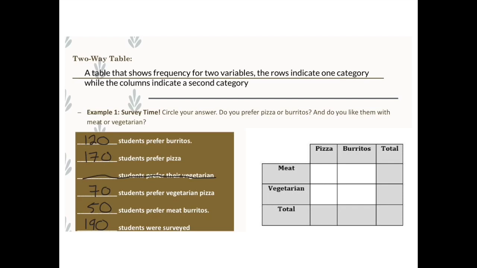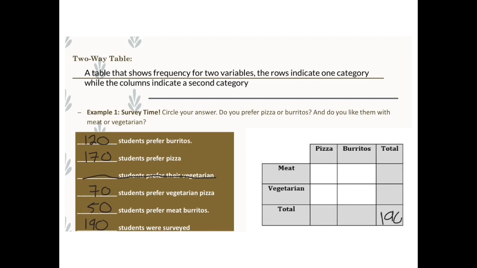Alright, so here are our results. 120 students prefer burritos, 170 students prefer pizza, 70 students prefer a vegetarian pizza, 50 students prefer a meat burrito, and 90 total students were surveyed. So we're going to go ahead and take this information and use it to fill out our table. The total number of students, so our 190, is always going to be our far right corner here. So this is going to be 190.